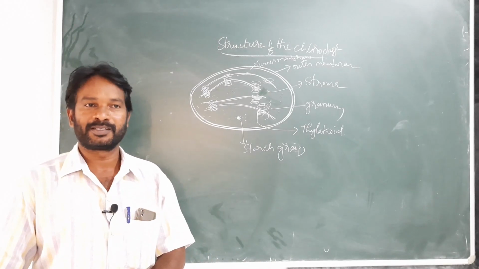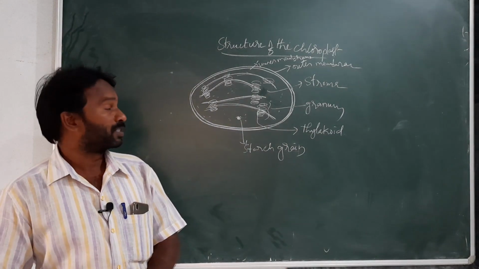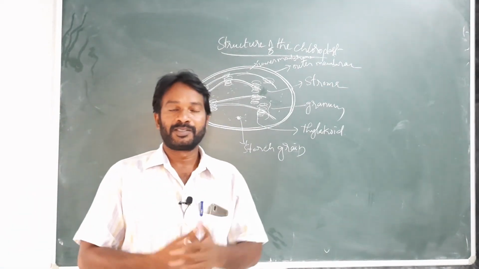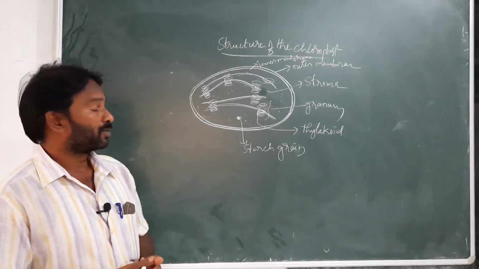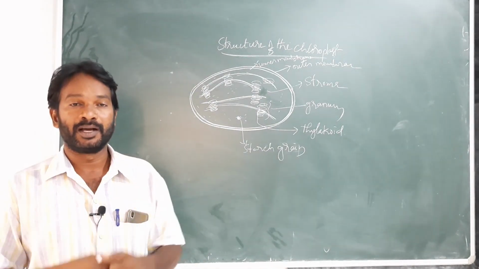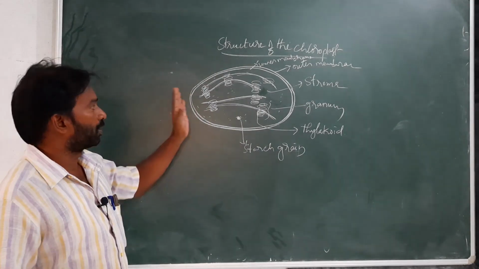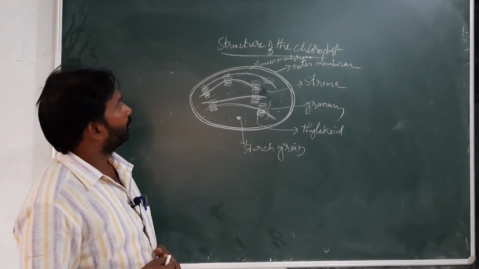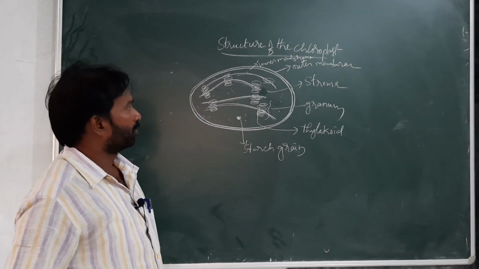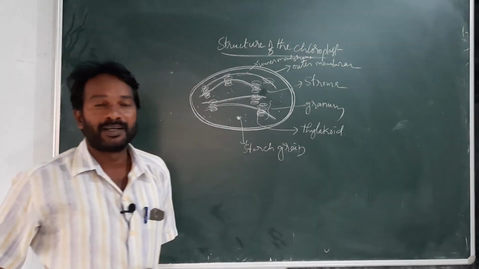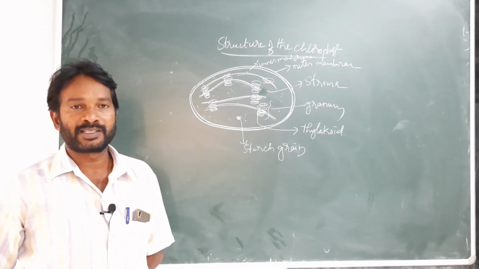In the previous class, we already discussed the structure of the cell, and that the cytoplasm contains various types of organelles. We discussed some of the organelles. Now I am going to discuss the structure of the chloroplast. All green plants contain chloroplasts.